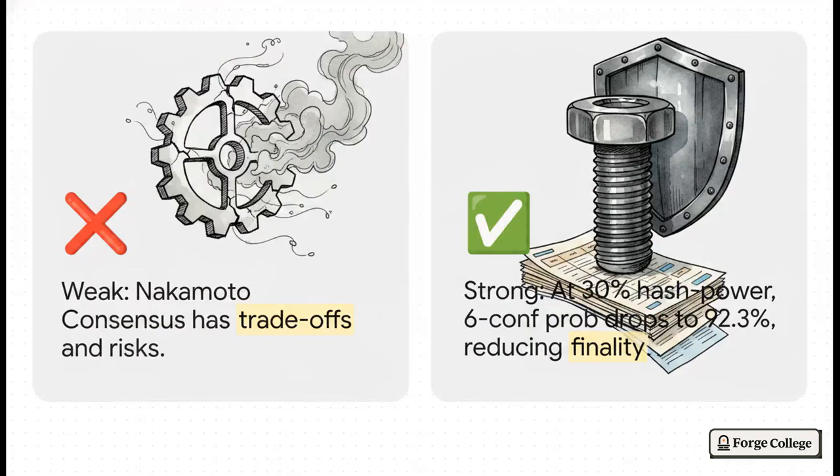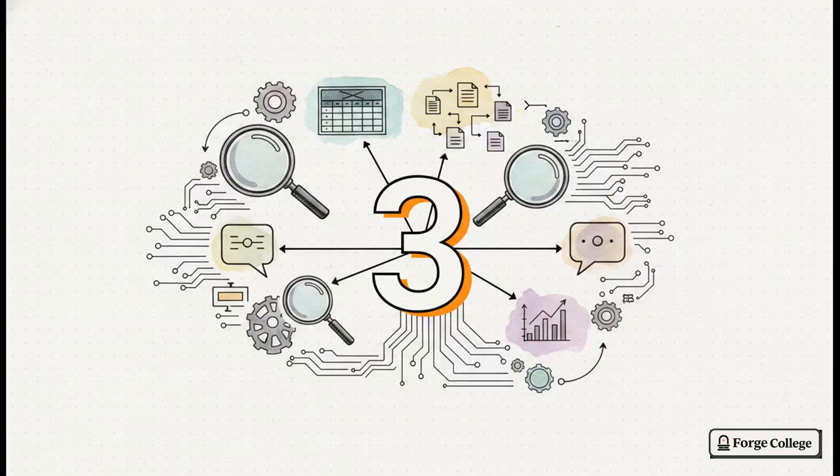And this brilliantly illustrates the massive difference between an unassembled thought and a precision-engineered finding. A weak claim is super vague, right? Something like, Nakamoto Consensus has trade-offs and risks. Sure, but look at the engineered finding. At 30% adversary hash power, 6-conf probability drops to 92.3%, materially reducing short-term finality. It makes a highly specific claim, cites the exact row of evidence, and states the direct implication. It's totally bulletproof.